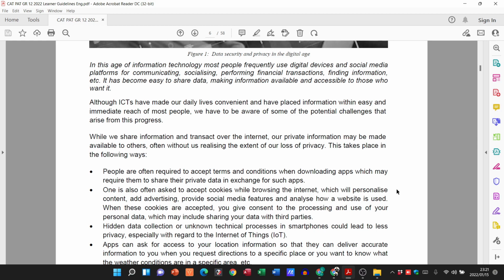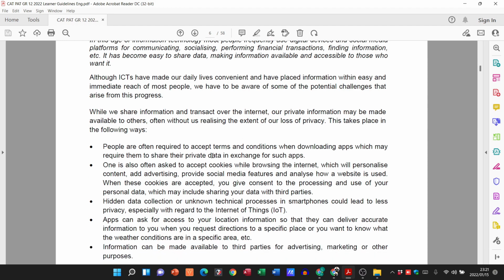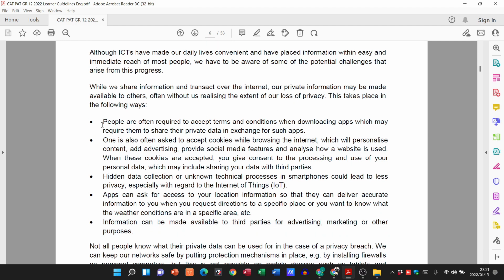Then they mention to us, while we share information and transact over the internet, our private information may be made available to others. Well, it's not really a maybe, it is made available, often without us realizing the extent of our loss of privacy. This takes place in the following ways. Number 1, people are often required to accept terms and conditions when downloading apps, and I know most of us do that. When installing programs, we just click next.